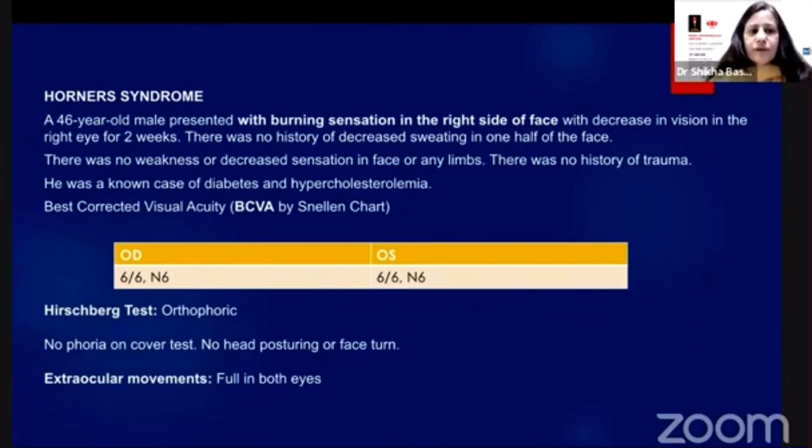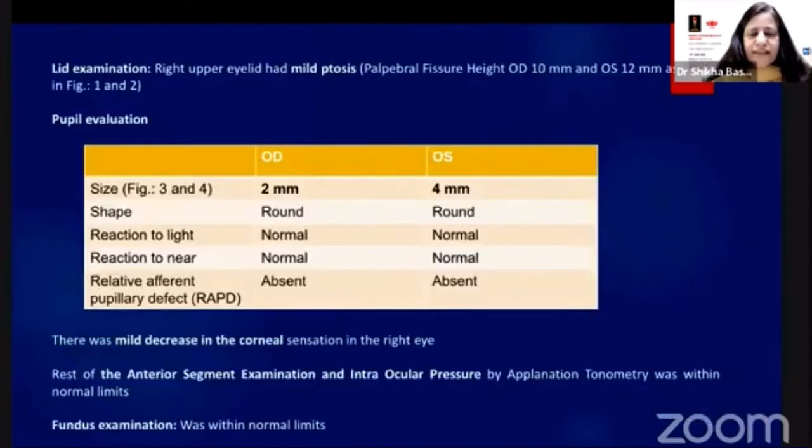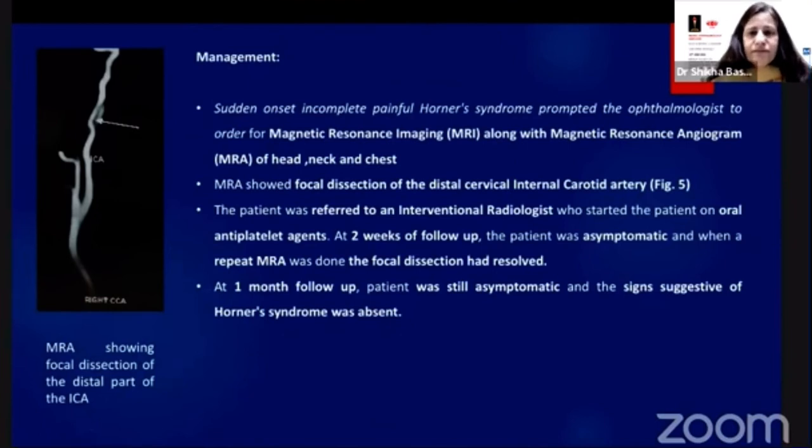This gentleman, 46 years old, came to me with complaints of a burning sensation on the right side of the face, with no actual decrease in vision. Patient was 6/6, orthophoric, EOM all full. And all he had was a subtle ptosis, 2 millimeters of ptosis and 2 millimeters of anisocoria, with burning sensation. So he had a painful Horner syndrome. On this basis, we sent the patient for MRI brain with head, neck, and chest, along with MRA. And the patient indeed had a distal cervical internal carotid artery focal dissection, after which the patient was sent to the interventional radiologist.